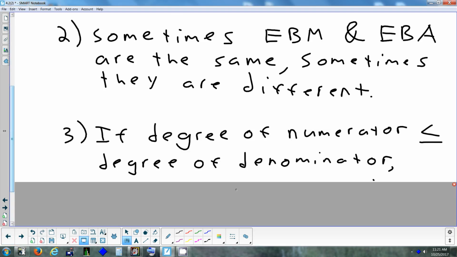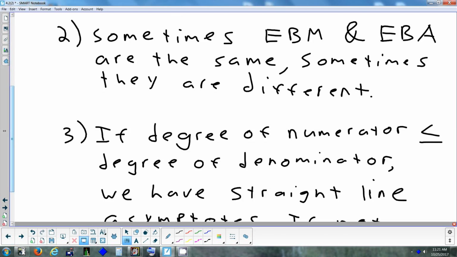Now, for the kinds of problems we did yesterday, if the degree of the numerator was less than or equal to the degree of the denominator, okay, I'm not talking about the vertical asymptotes, but I'm talking about the other ones. What were the other asymptotes that we had yesterday besides vertical? Yeah? Horizontal. We had horizontal. So I'm going to be even more specific than straight line and say horizontal.